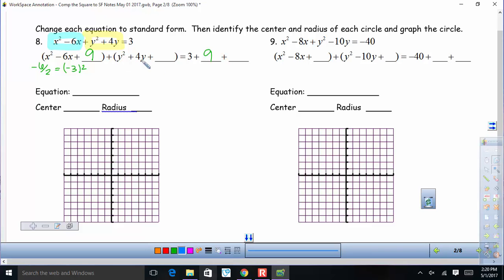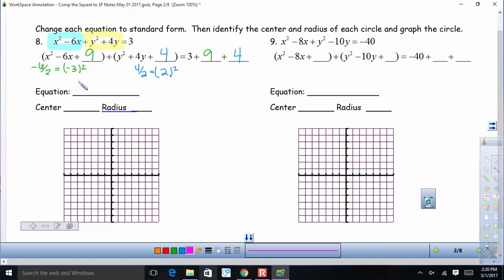Now I want to complete the square for y as well. So I take 4, I divide it by 2, and that gives me 2. We square that and we get 4. Okay? Now, remember, our factor of this is already given to us.